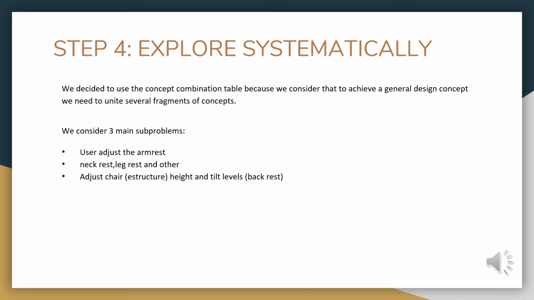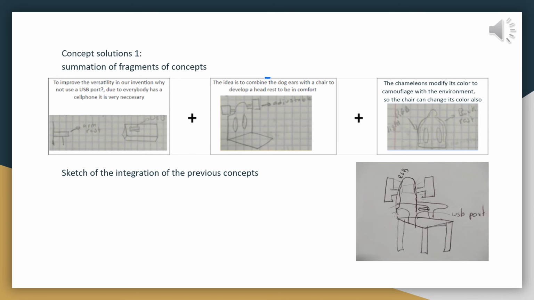For step 4, explore systematically, we decided to use the concept combination table because we consider that to achieve a general design concept, we need to unite several fragments of concepts. Our 3 problems are: user adjusts the armrest, neck rest, leg rest, and others. And finally adjusts chair height and tilt levels. We found some concept solutions, and here we explain one of them.